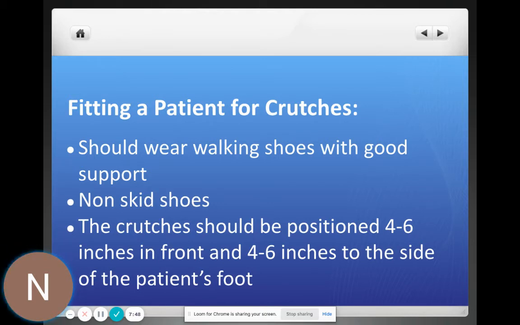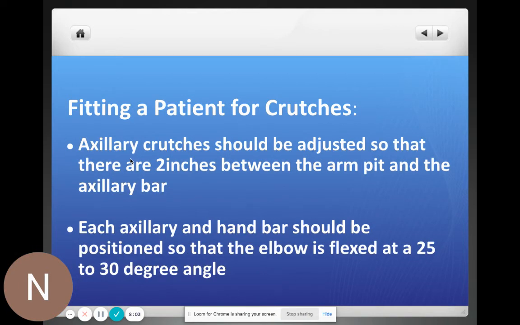First of all, the patient should have good walking shoes on that they can't slip or slide on the floor. The crutches should be 4 to 6 inches to the front and 4 to 6 inches to the side of the patient. Axillary crutches should be adjusted so that there are 2 inches, or 3 fingers, between the armpit and the axillary bar.